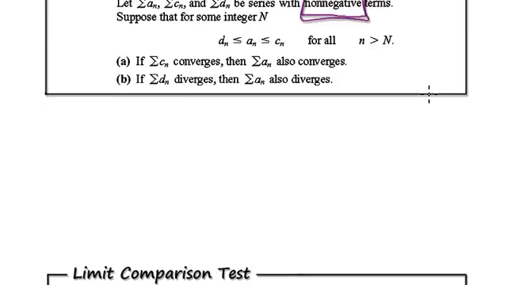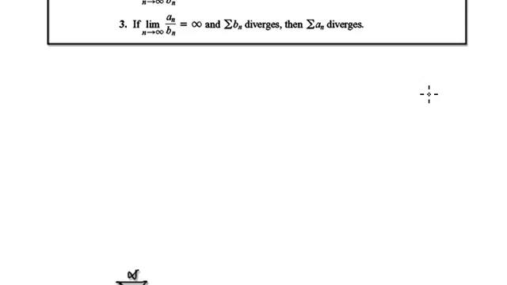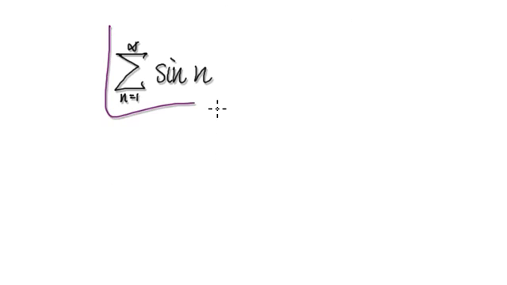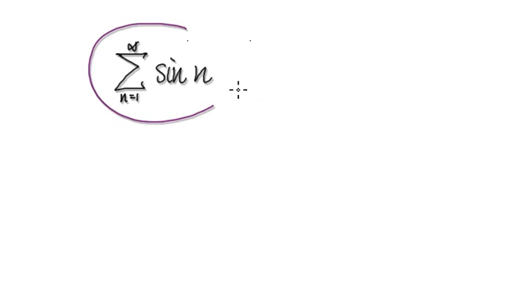Okay, so next question. So try to explain to yourself why you can't use the ratio test to decide if this series will converge or if it will diverge. So why can't you use the ratio test on this? So press pause and have a go.